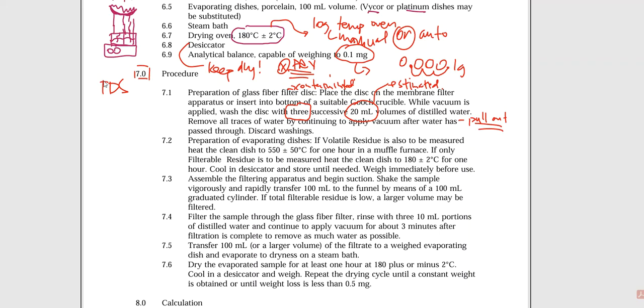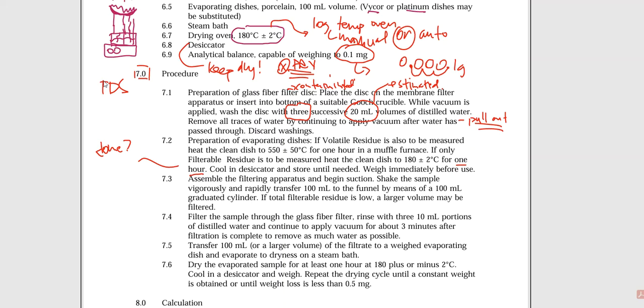If only filterable residue is to be measured, heat the clean dish to 180 degrees plus or minus 2 for 1 hour. That's right, for 1 hour. Cool in a desiccator and store until it's needed. So there is a chance that this might have been done for you already. So we hope that it has been done. This is cleaning that evaporating dish that you're getting ready to use for the lab method.